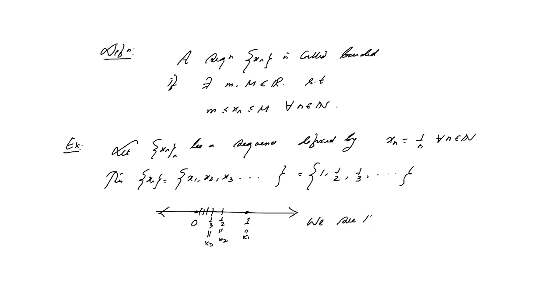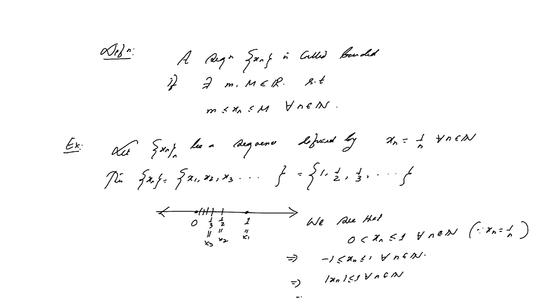So we see that 0 less than xn less than or equal to 1 for all n belongs to natural number, since xn equals 1 by n. Or we can write minus 1 less than or equal to xn less than or equal to 1 for all n belongs to natural number. So that means mod of xn less than or equal to 1 for all n belongs to natural number. That means the sequence xn is a bounded sequence in R.